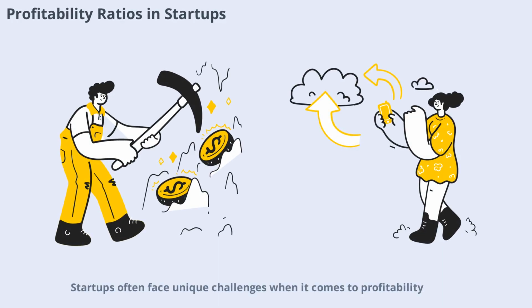Startups often face unique challenges when it comes to profitability. Early-stage companies may have low or negative profitability ratios as they invest heavily in growth. However, tracking these ratios over time helps startups identify when they are approaching profitability and guides strategic decisions. Investors also look at these trends to assess a startup's potential.